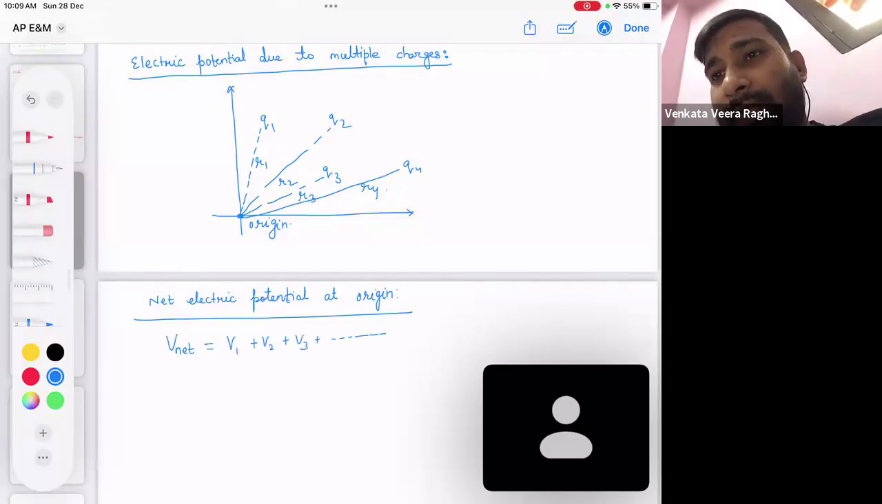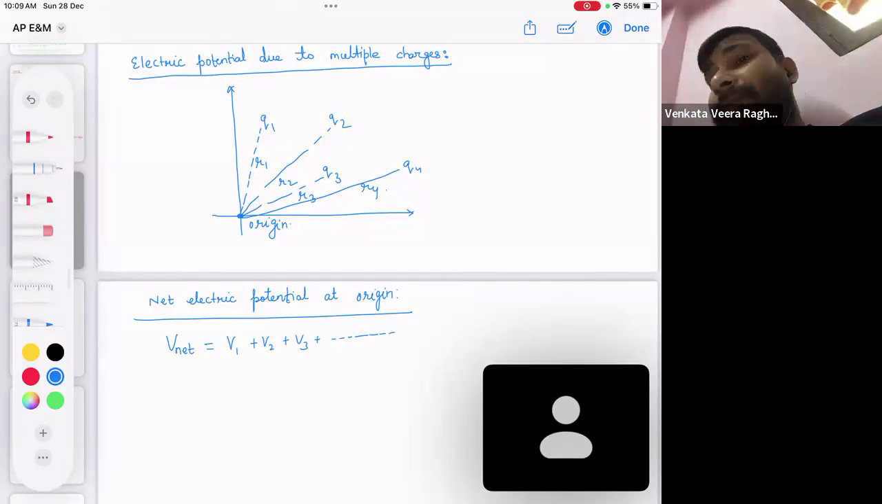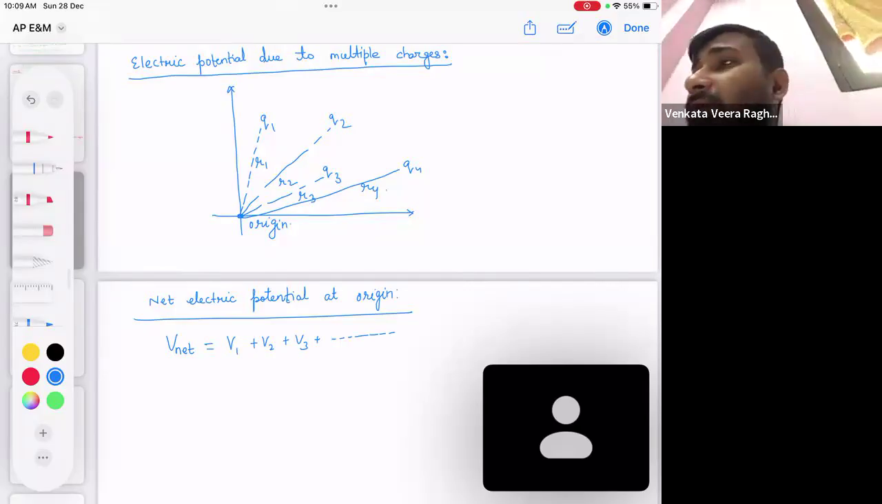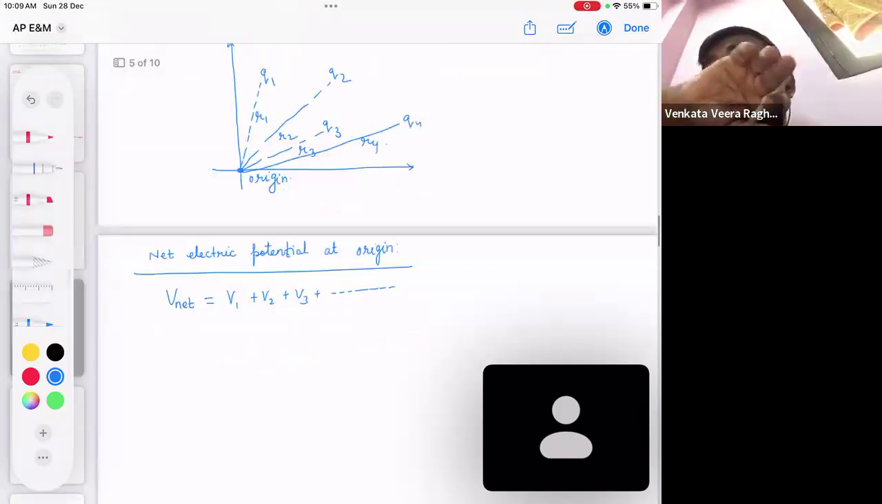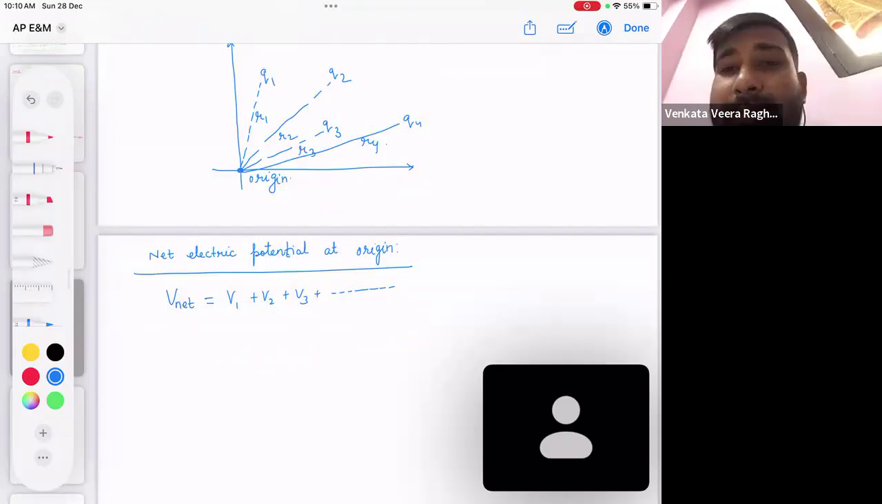If we calculate the potential due to all these charges and add them, and one more thing we learned: potential is a scalar quantity. If potential is a scalar quantity, that means if I want to find the net potential at any point, it will be just the sum of the individual potentials. Understood? Not the vector sum, just a sum. So the net potential at any point, what will it be?